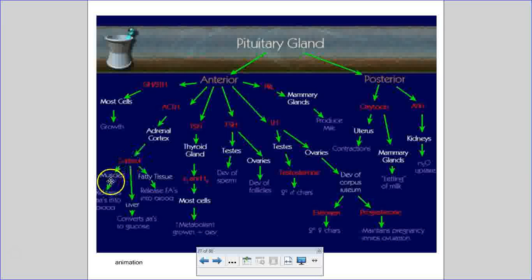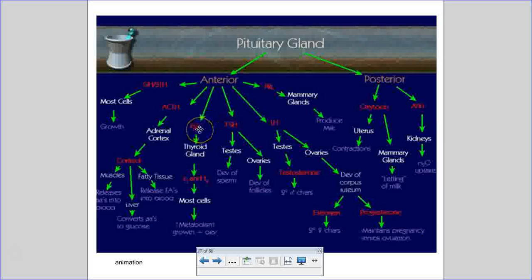Cortisol acts on the muscles, the liver, and fatty tissue in order to try and increase the overall amount of glucose that's available in responding to times of stress. So the muscles will release amino acids into the blood, the liver will take those amino acids and convert them to glucose, and the fatty tissues will release fatty acids into the blood to provide another source of energy.